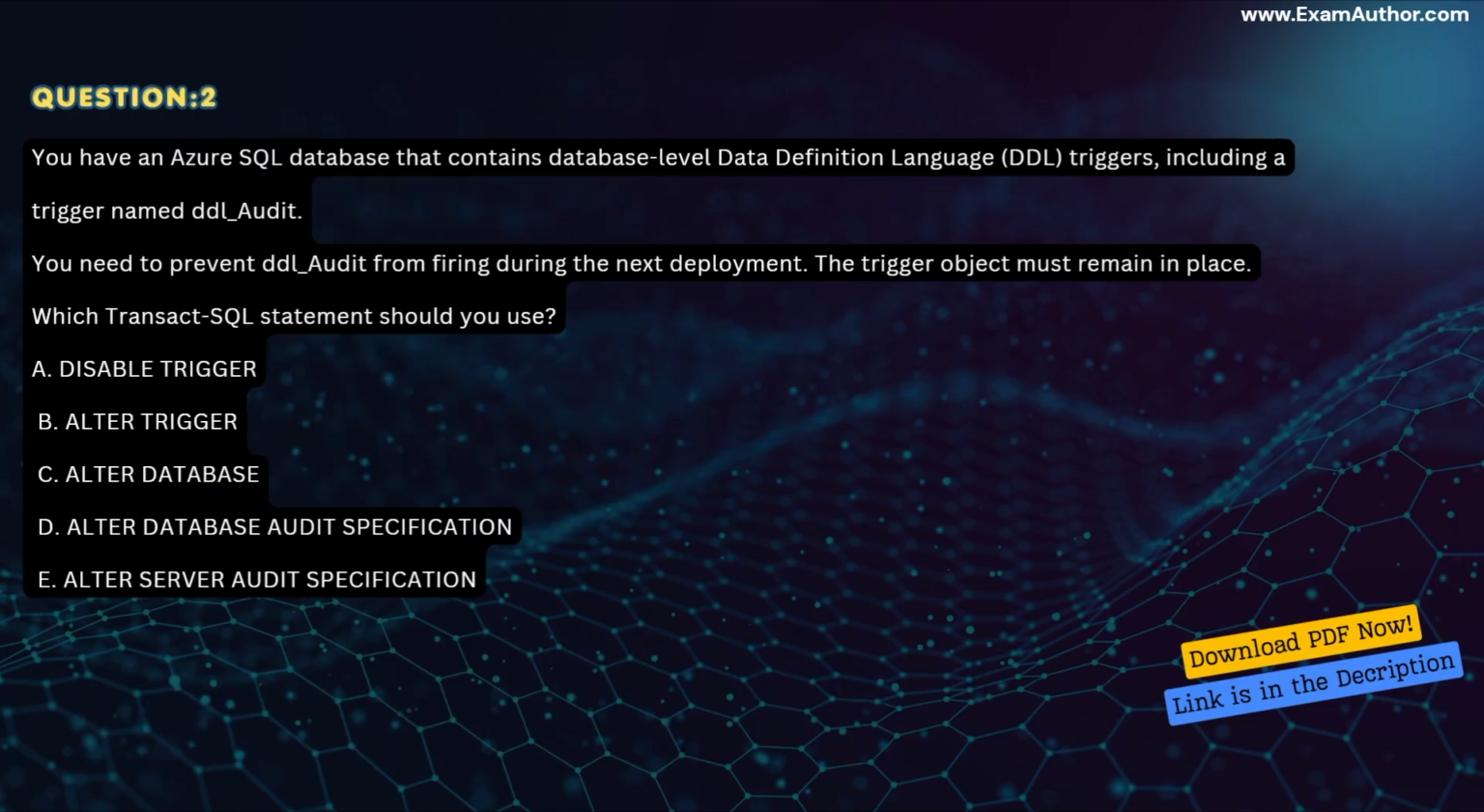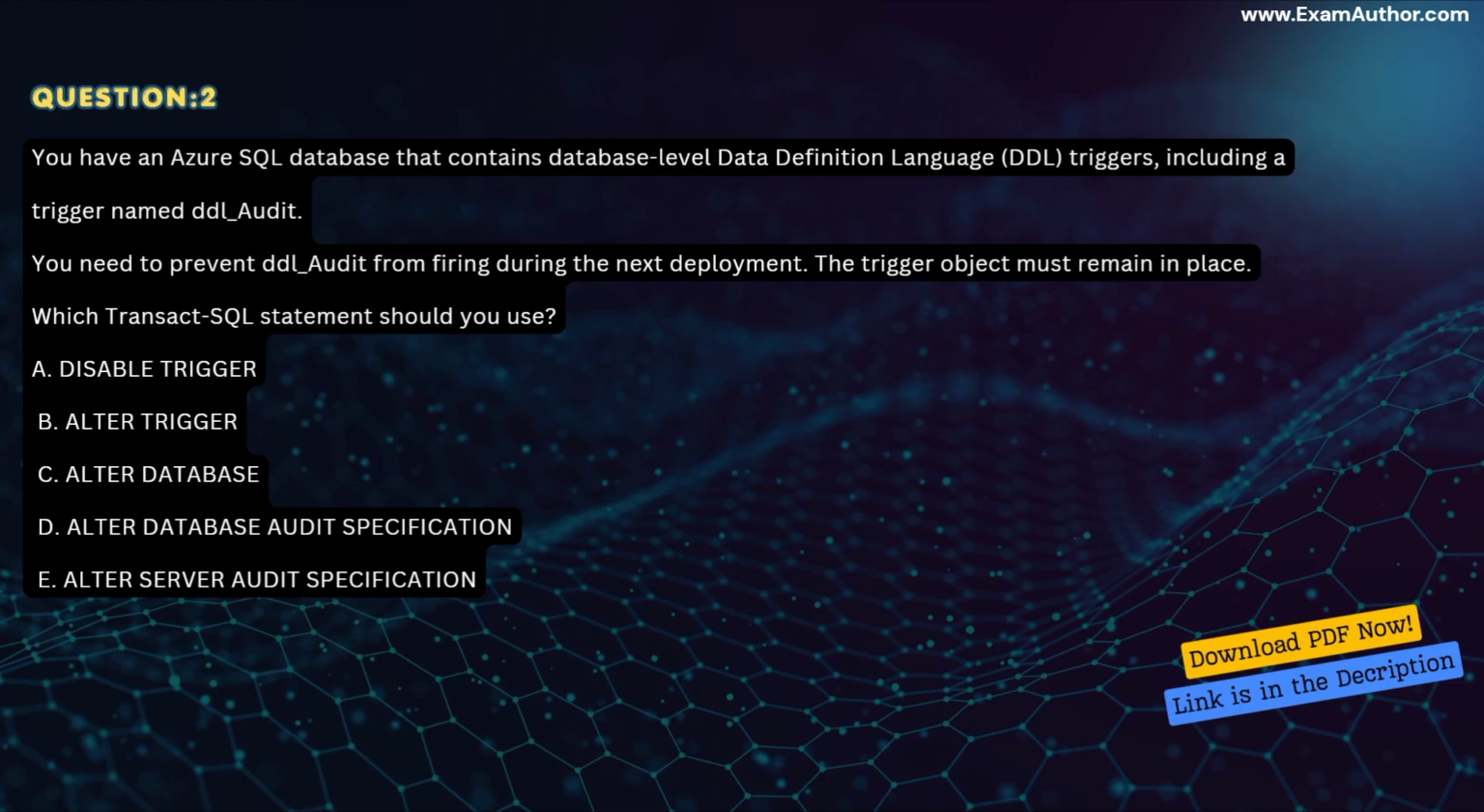Question 2. You have an Azure SQL database that contains database-level data definition language, DDL, triggers, including a trigger named DDL_audit. You need to prevent DDL_audit from firing during the next deployment. The trigger object must remain in place. Which Transact-SQL statement should you use?